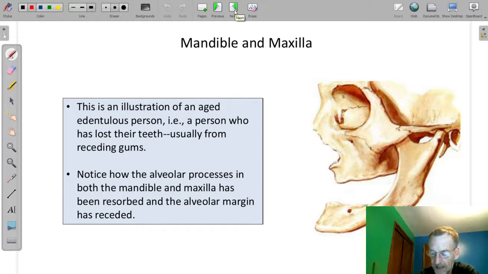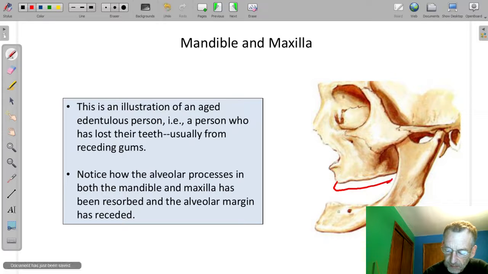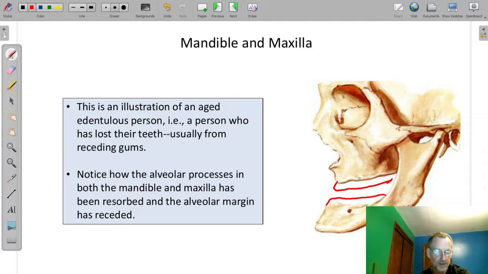A picture of an aged skull and an edentulous person who's lost all their teeth. What they lost was the alveolar process that housed the roots of the teeth. So teeth fall out. So take care of your gums. I'm preaching to the choir if I'm telling you to do that.